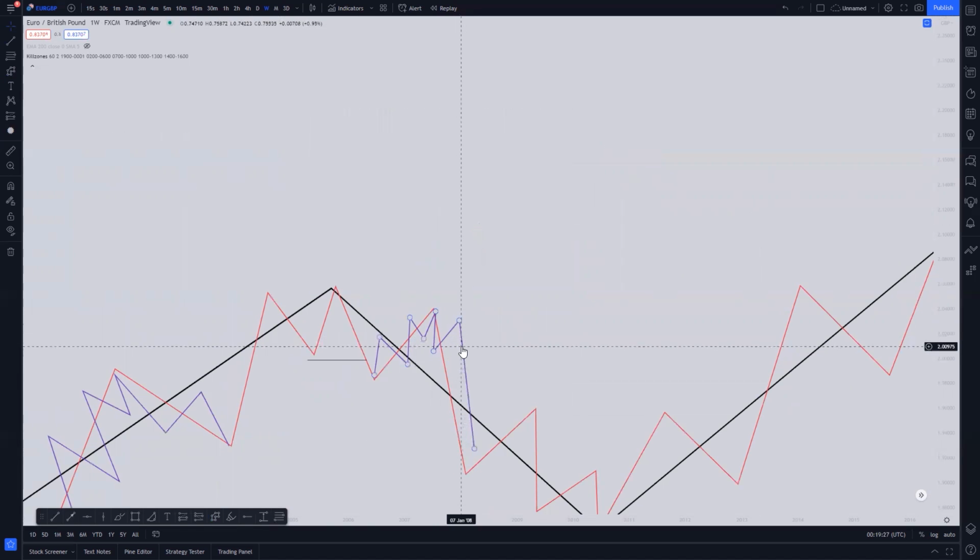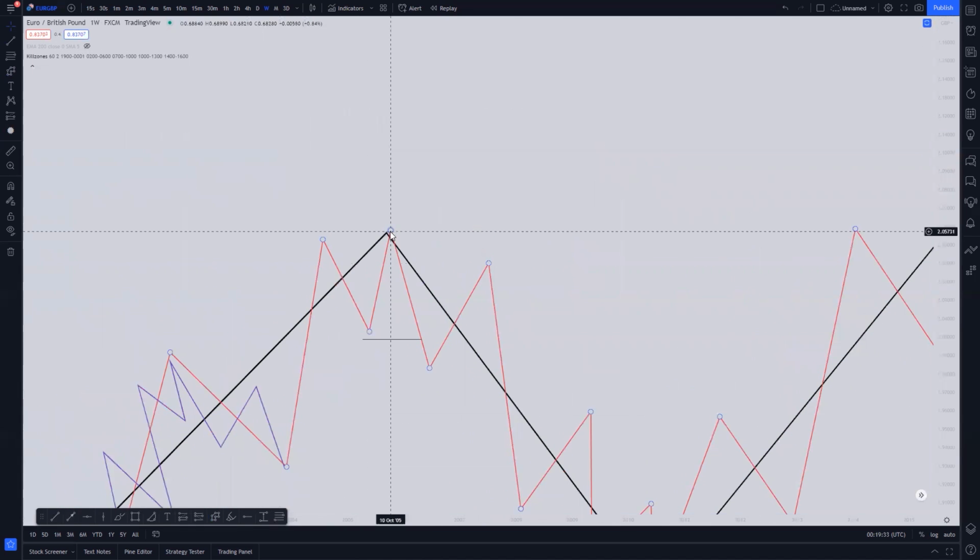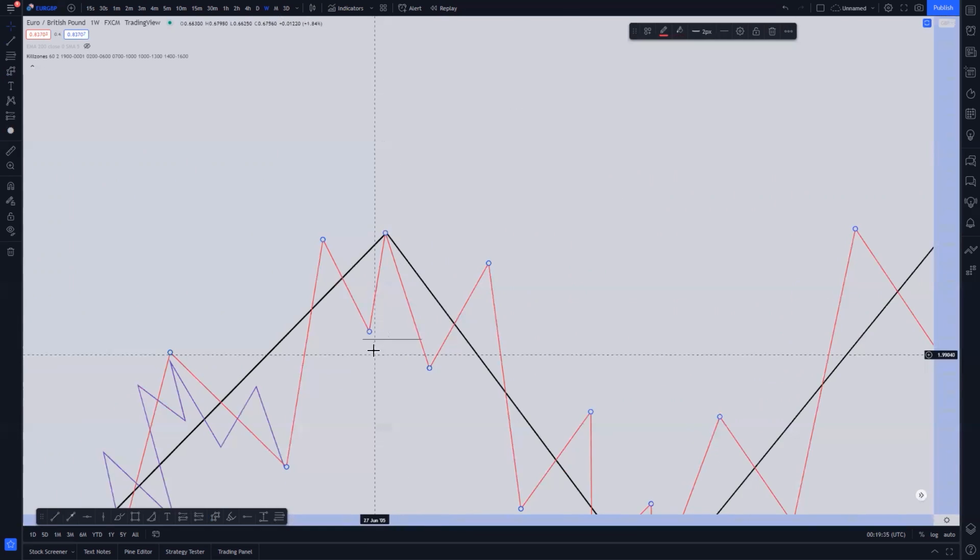So for us to properly take a sell, because we highlight zones on the 1 hour or on the higher time frame, but we execute trades on the lower time frame.